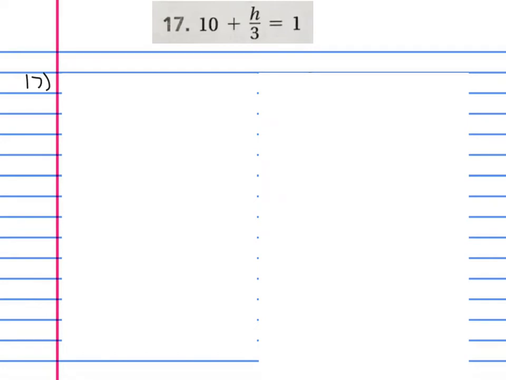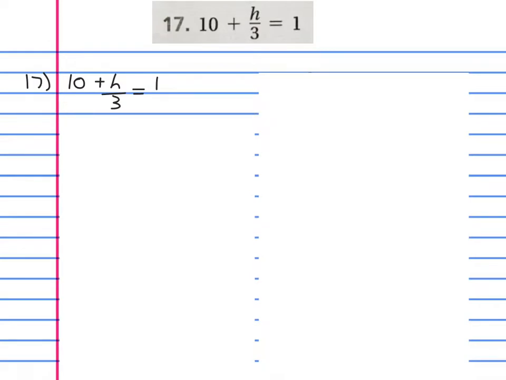Okay, here we go with number 17. We're starting with the original equation unchanged. As I keep saying, I don't know if you're watching every single video, so I'm going to repeat some things, but it's worth hearing it more than once.